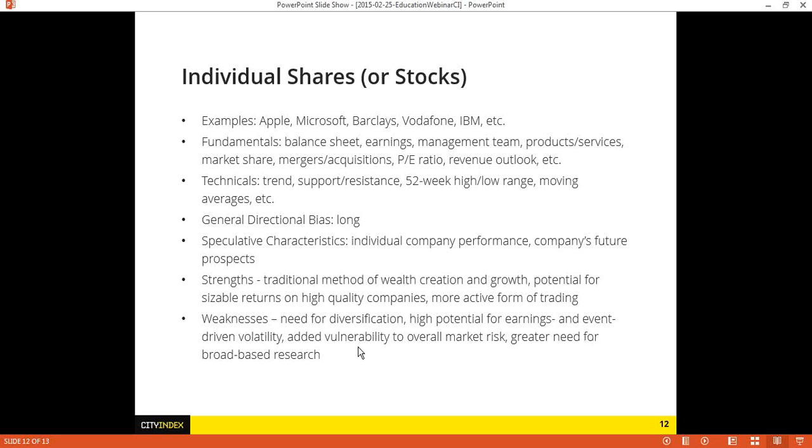High potential for earnings and event-driven volatility, and there's added vulnerability to market risk. Greater need for broad-based research.